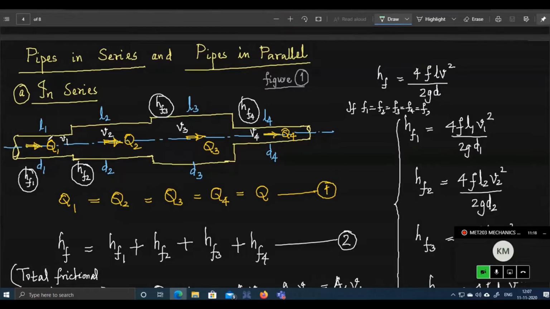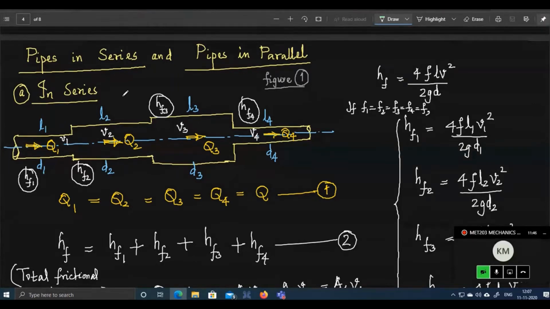and different diameters. First portion 1, length L1, diameter D1. Second portion length L2, diameter D2. And the third portion L3 and diameter D3. Similarly, the fourth portion, the length is L4 and the diameter D4. So you can have any number of pipes or more portions connected like this.